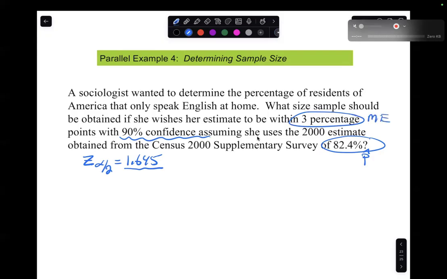So our formula, remember: p hat times 1 minus p hat times z sub alpha divided by 2 over margin of error, squared. This is what we're going to do. So I'm going to do n equals, my p hat is 0.824, times 1 minus 0.824.